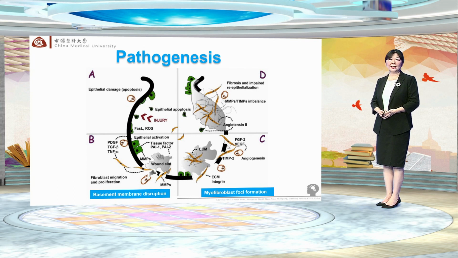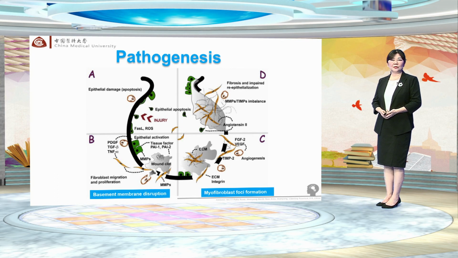For Part A, you can see several environmental and microbial exposures damage epithelial cells with FASL or reactive oxygen species, which reduce epithelial cell apoptosis and activation and release cytokines and inflammation factors.